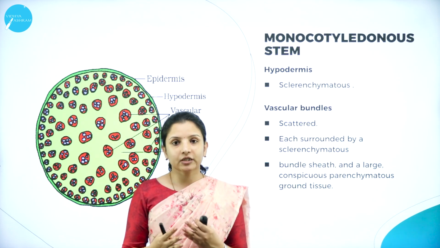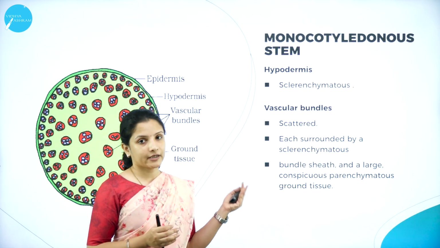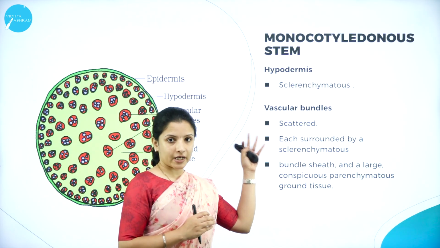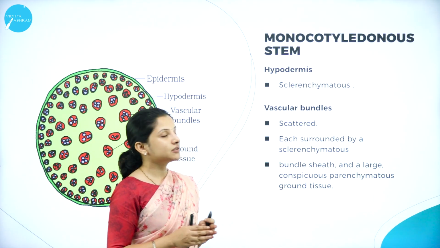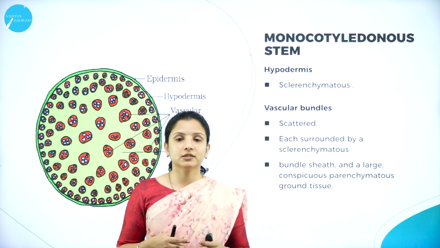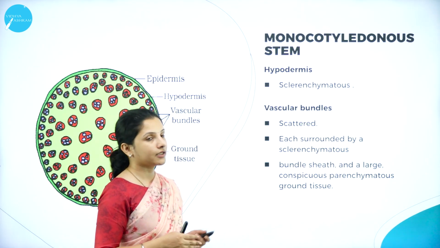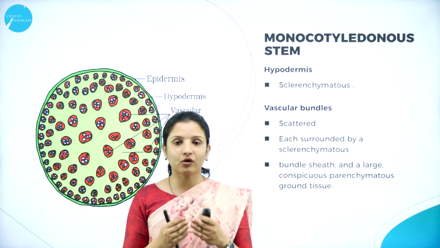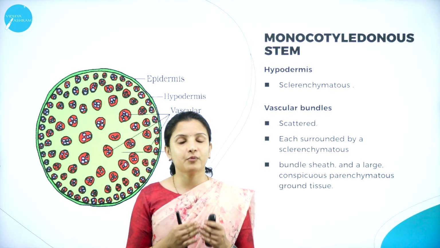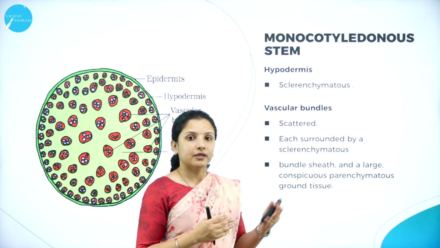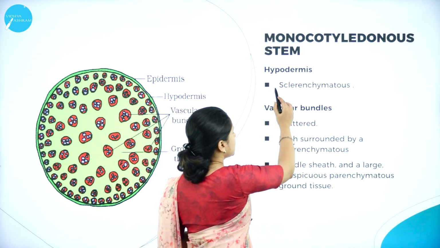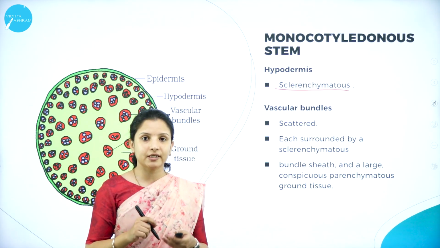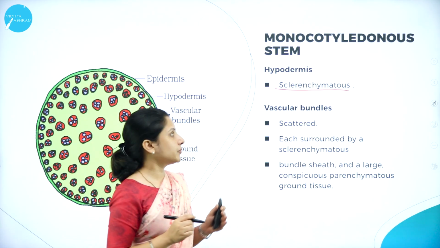So the major difference between the dicotyledonous stem and the monocotyledonous stem is in the hypodermis. The hypodermis, in the case of the monocotyledonous stem, is made up of sclerenchyma. But in the case of dicots, the hypodermal layer or the hypodermis was made up of collenchyma. But here it is made up of sclerenchyma. Therefore, since they have sclerenchyma cells present, it is called sclerenchymatous.